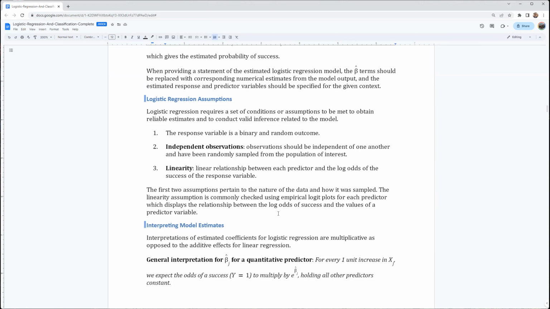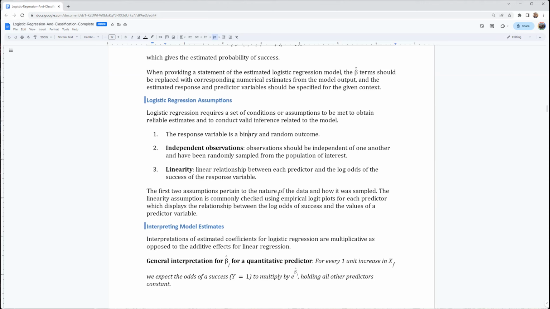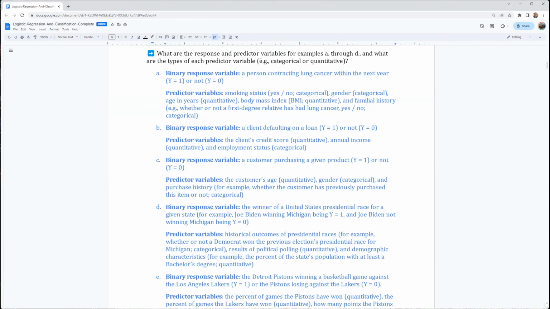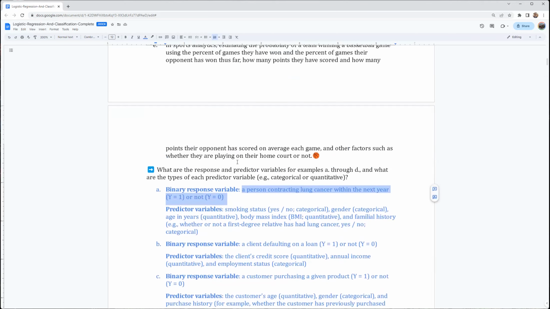If, for example, you're modeling the risk of a person contracting lung cancer within the next year, if we want to generalize our results to the whole United States, we should have a random sample of United States citizens.